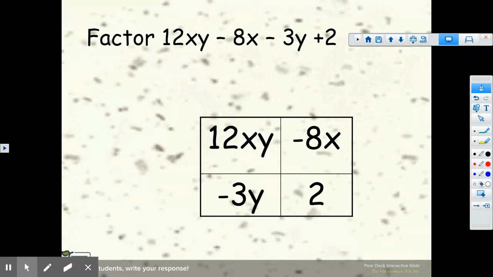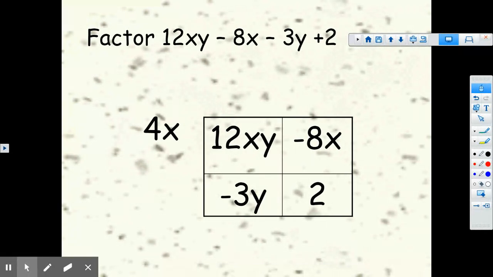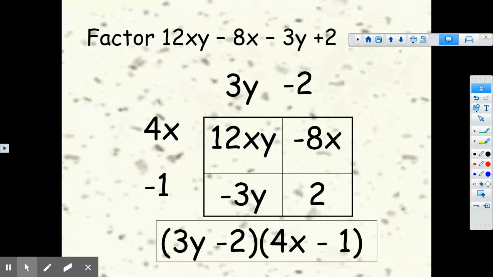Try this one. Okay, the greatest common factor in the top there is 4x. Now, you might have had negative 4x, and that's fine. All your signs on one of the factors will be different, but that doesn't matter. It'll work out the same way. So this one's 3y. That's a negative 2, and that's a negative 1. Negative 1 times negative 2 makes positive 2 in the final one there.